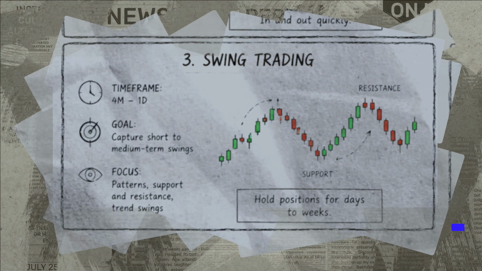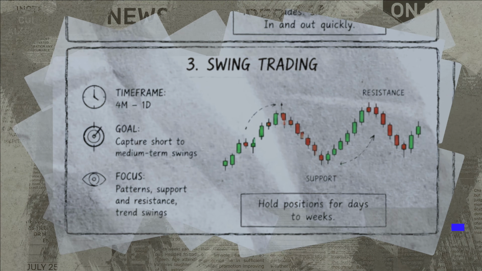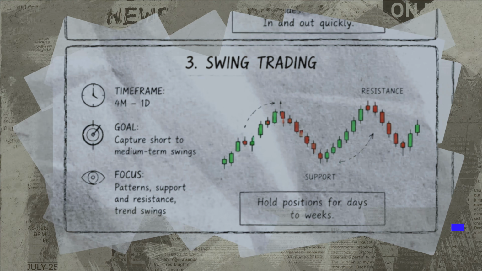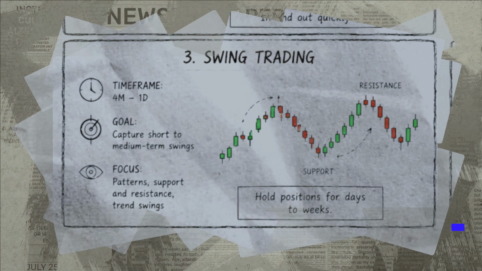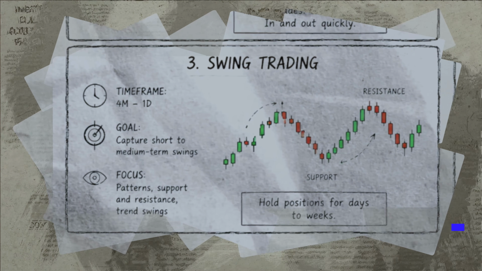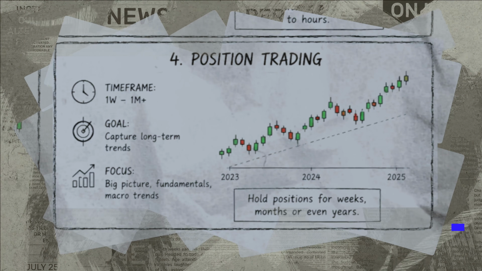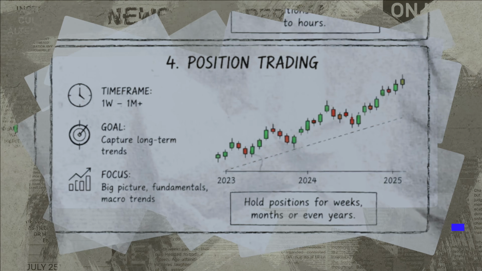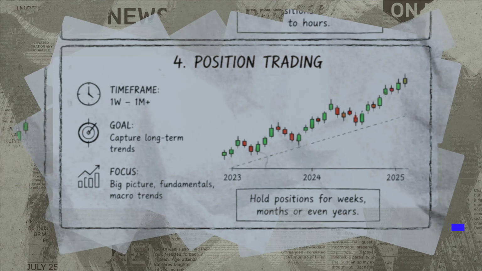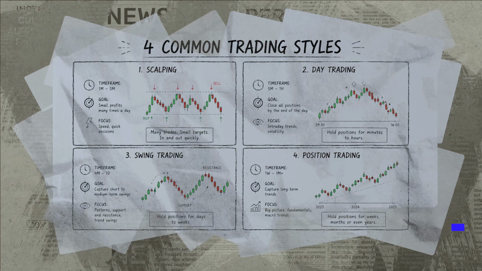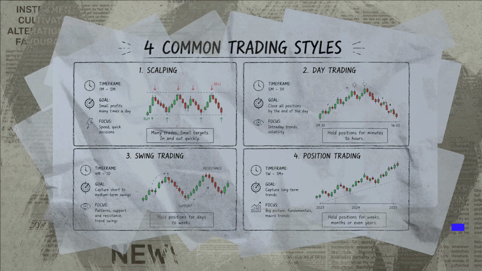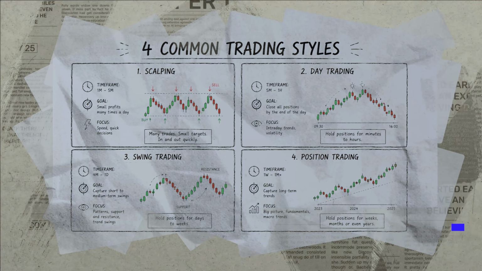The next type, swing trading, is an approach focused on holding positions for several days to several weeks. Swing traders aim to capture the swing of an asset's price, that is, the medium-term movement that forms within a larger trend. The final type, positional trading, is a long-term approach in which positions are held for several months to several years. Positional traders focus on fundamental factors and macroeconomic trends, ignoring short-term market fluctuations.